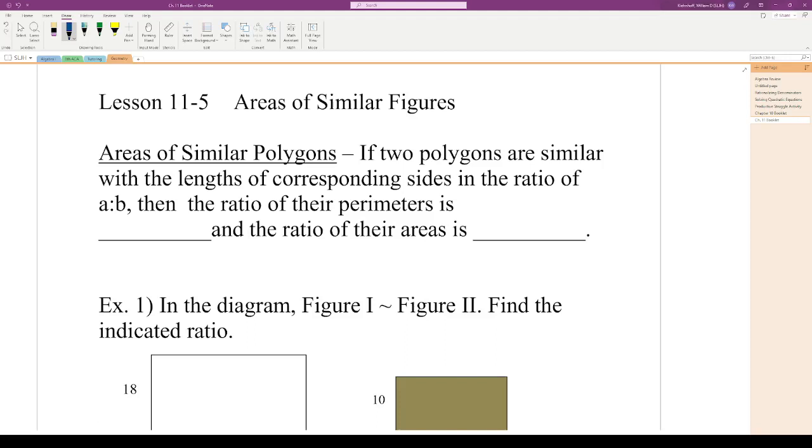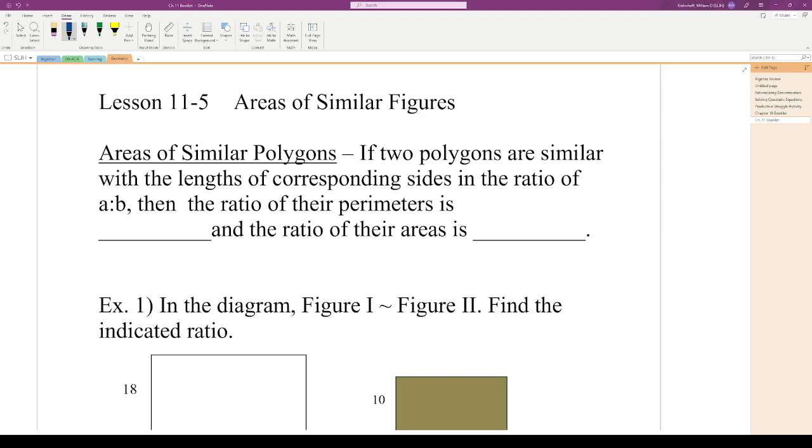Our final section in chapter 11, 11.5, is about area of similar figures. I'm going to try to breeze through this one pretty quickly because we've already talked about this earlier in the year when we did dilations at the very beginning of the year, and you also had learned about it previously in what is normally 8th grade math.